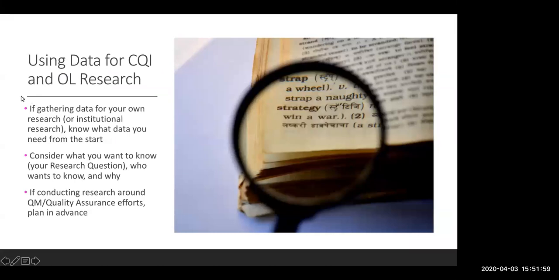Okay. I also wanted to talk a little bit about using data for continuous quality improvement and online learning research. So if gathering data for your own research, as I mentioned, you may be doing just independent research, or you might be doing scholarship of teaching and learning type of research, or maybe even institutional grant funded research.